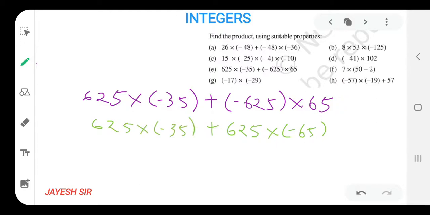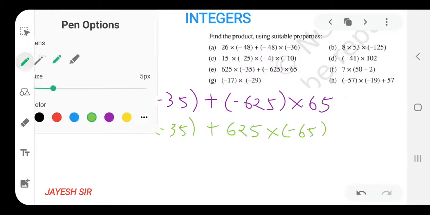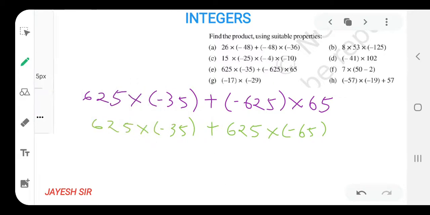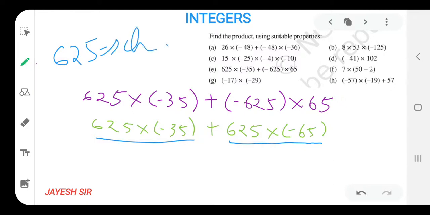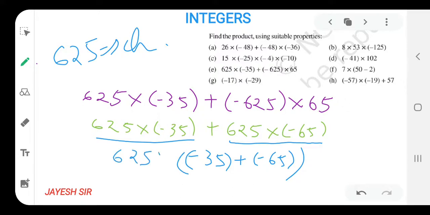Yes, let us assume 625 as our chocolate. I hope you all might be able to get it now. Let us assume this is the chocolate I received at home, this is the chocolate I received at my school. So what is our chocolate? 625 is our chocolate. So minus 35 received, plus sign is in between, and minus 65. In this way, what have I received? I have received chocolate. So that should be multiplied.